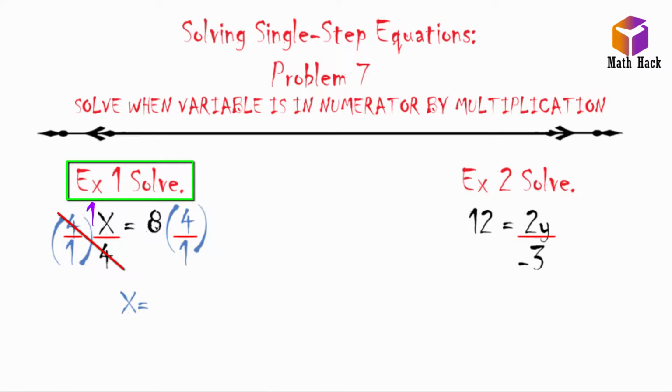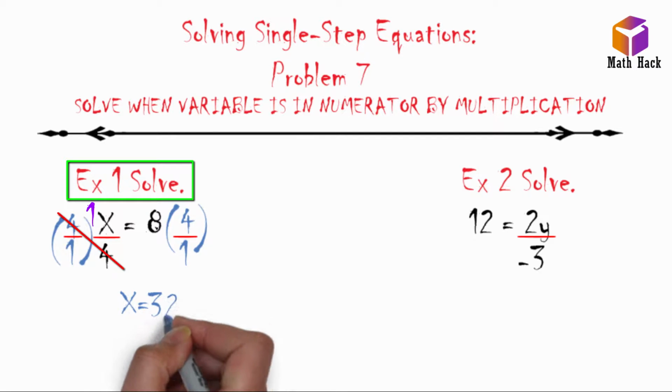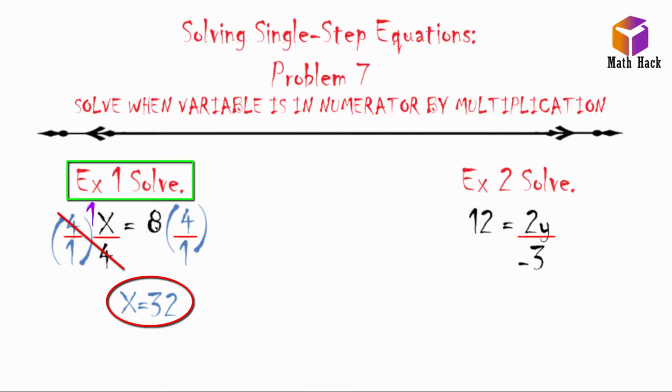So if I continue solving this, I've got my equivalent form of 1. I've got 1x. I'm not going to write the 1, though. 8 times 4 divided by 1 is 32. So I'm going to circle my answer. And remember, when it says solve, that means don't just solve it, but plug it back into the original equation and make sure that it works. So we're going to do that.